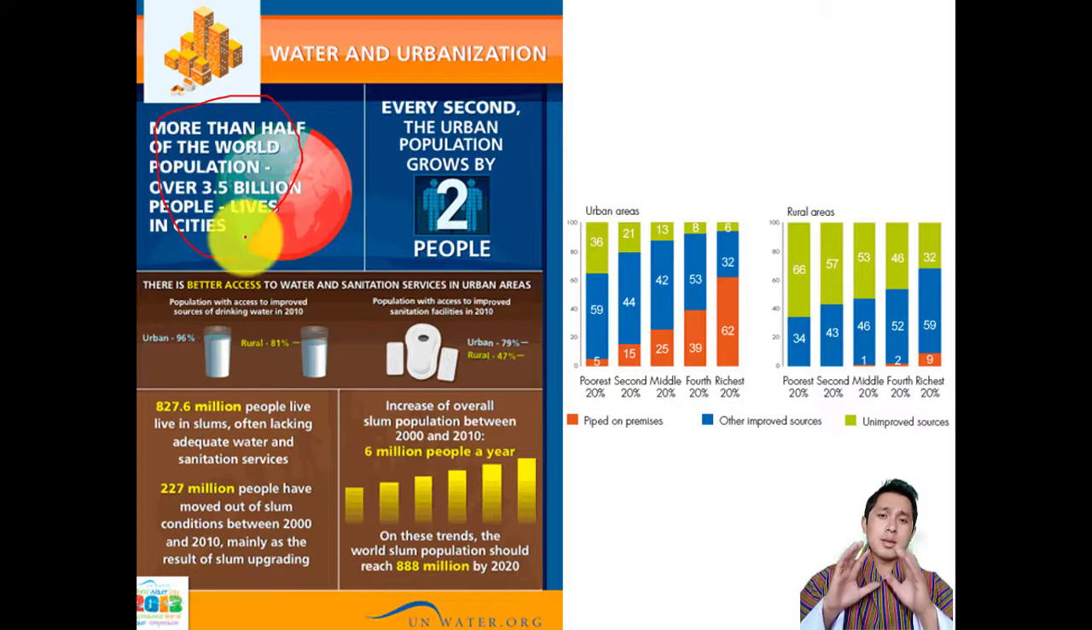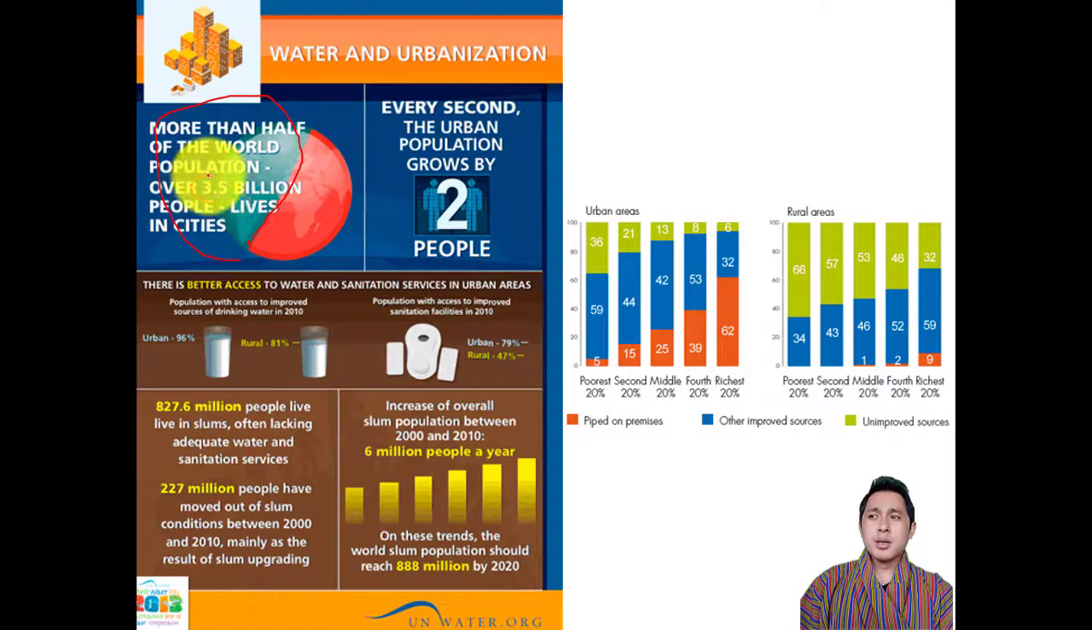More than half of the population around the world is living in urban areas. We have 7 to 8 billion people around the globe, and more than 3.5 billion of them live in urban areas. So from there itself, we can imagine that the amount of water used in urban areas will be slightly more than in rural areas.